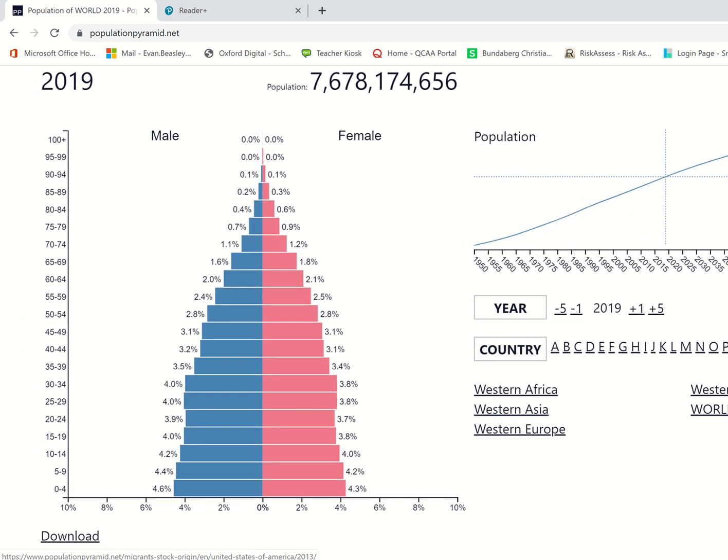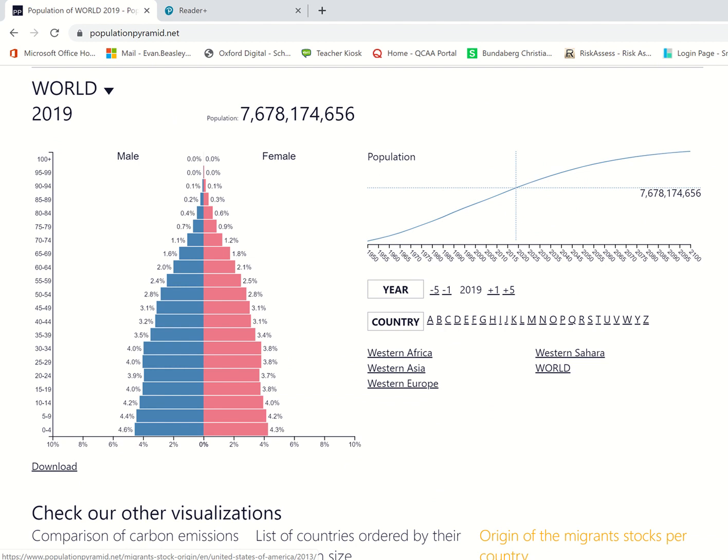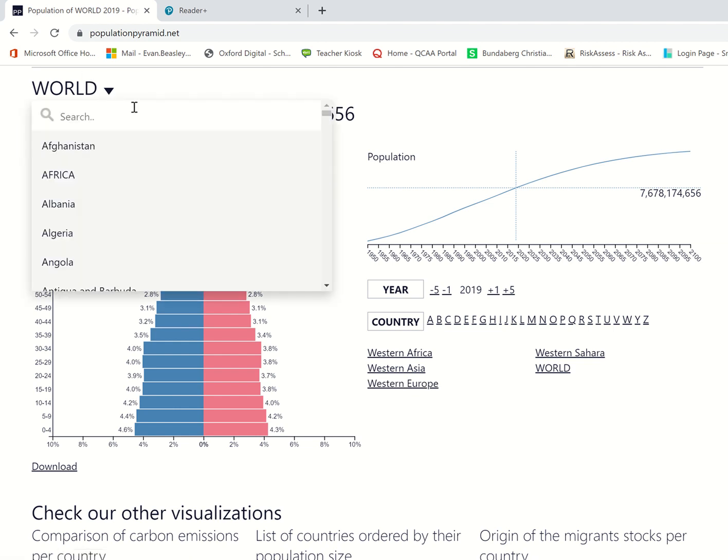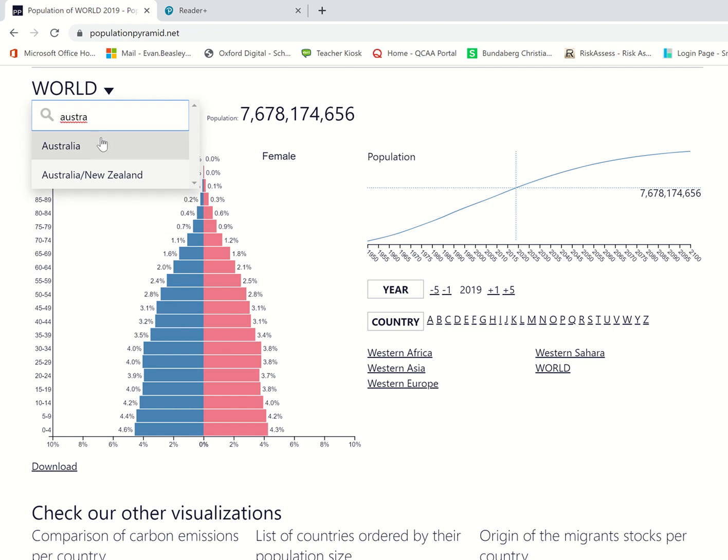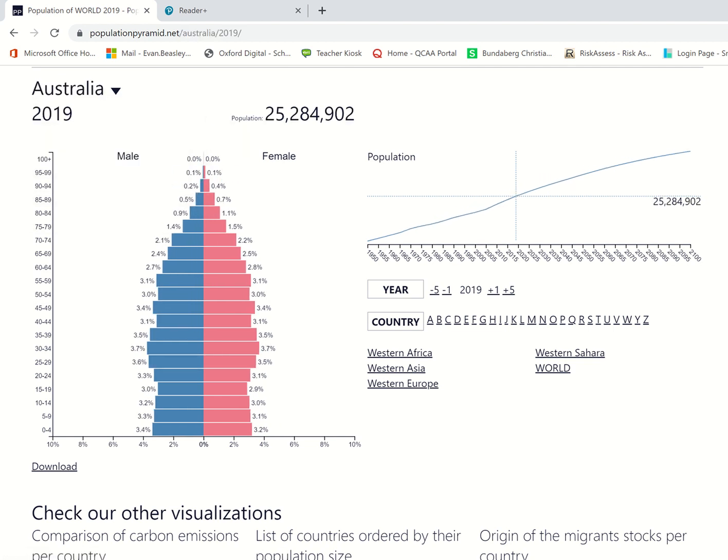structure of the population. Now, there are some really interesting patterns that you can see. So this is the world population. And if I were to go to, let's say, Australia, Australia is a different representation. You can see that we've got different sections, but we've got fewer children being born.